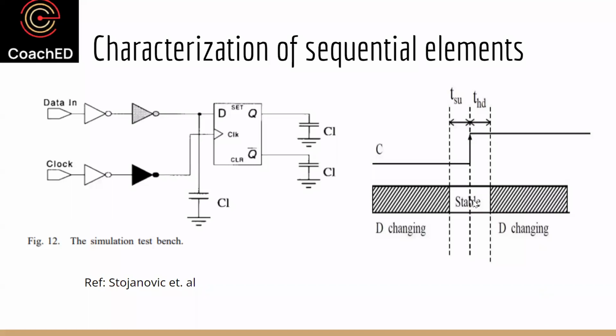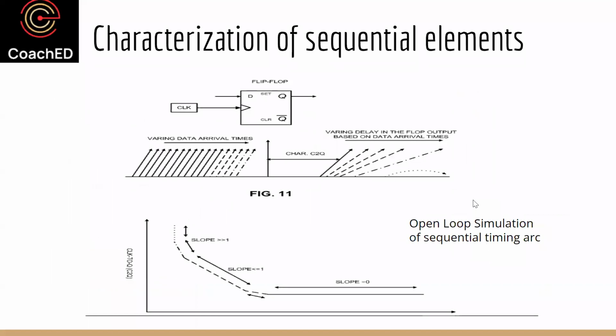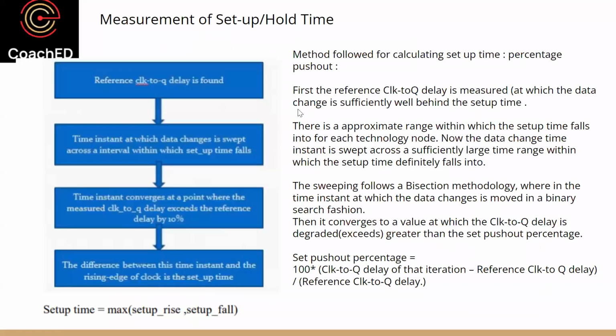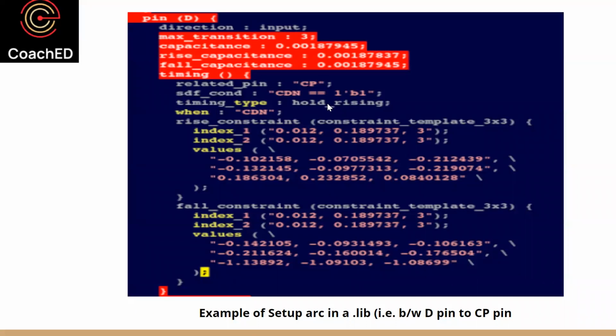So in this specific .lib, the arc is hold and rising. That means with respect to the rise edge of the clock, how long should the data be held? Rise constraint means for input data pin rising, fall constraint means for data pin falling, because data could rise or data could fall, and there could be some separate or different characteristics or requirements for each that's captured in 2 different tables. So hold rising means with respect to the rising edge on the clock pin CP, how long should the data be held?